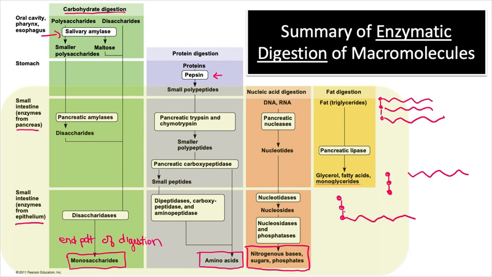So our fats don't fully get broken down in the digestive tract. They get partially broken down and they're going to recombine again later on. And we'll talk about that in a little bit.